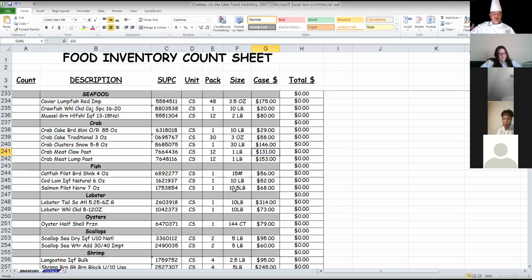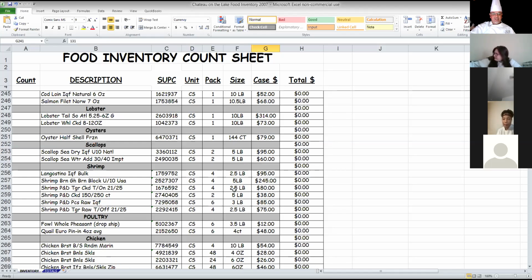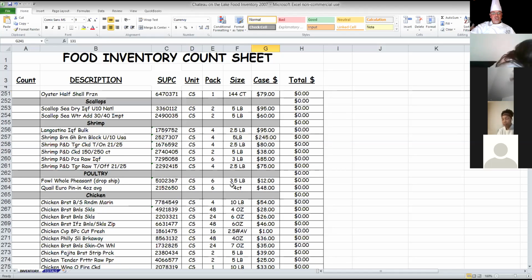Lobster tails, oysters, if you're going to have oysters on the menu, scallops, langostinos, shrimps, 21.25 is the ones we use in all the restaurants. So what is it? A 10-pound case is $80. So 80 divided by 10 pounds divided by 16. That's how much that's going to cost you. Okay. Chicken the same way.